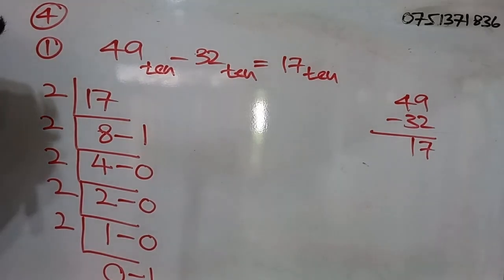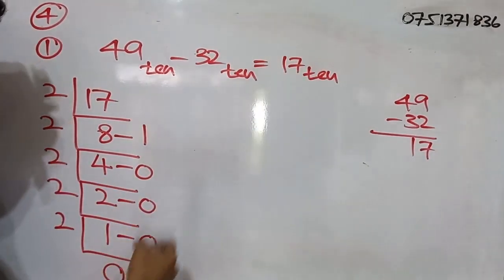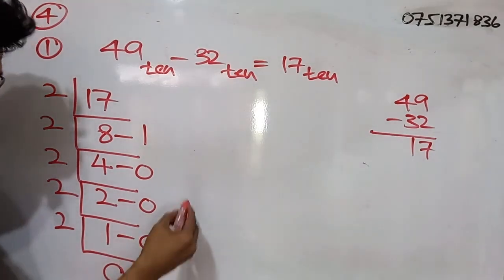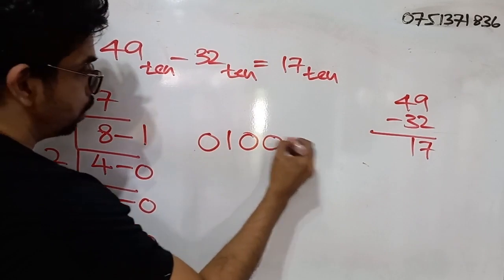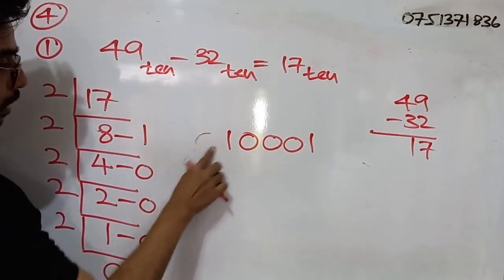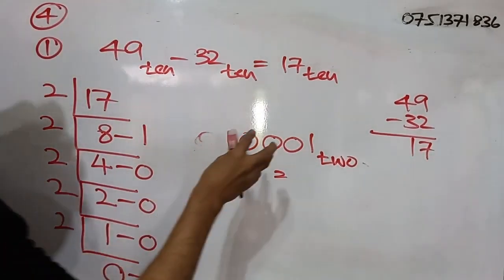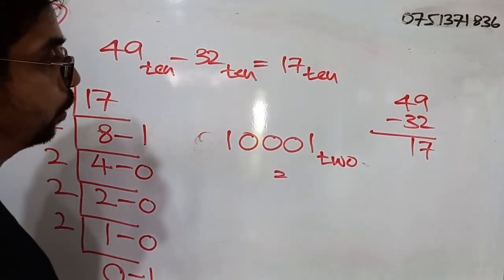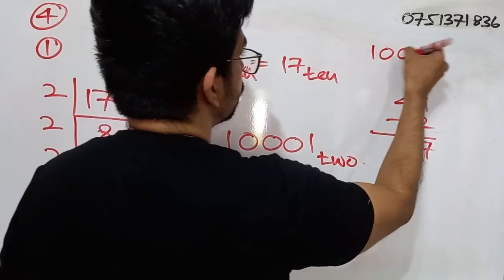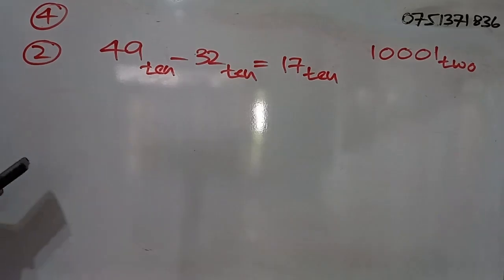So when we convert 17 into binary, what is the number? 0, 1, 0, 0, 0, 1, and we can erase the first 0, and the base is 2. Since we need this number for part 2, I will just write it here: 1 0 0 0 1, base 2. Part 2: convert 49 in base 10 and 32, also in base 10, into binary numbers and find their difference. See whether the answer you obtain is the same as the answer in part 1 above.